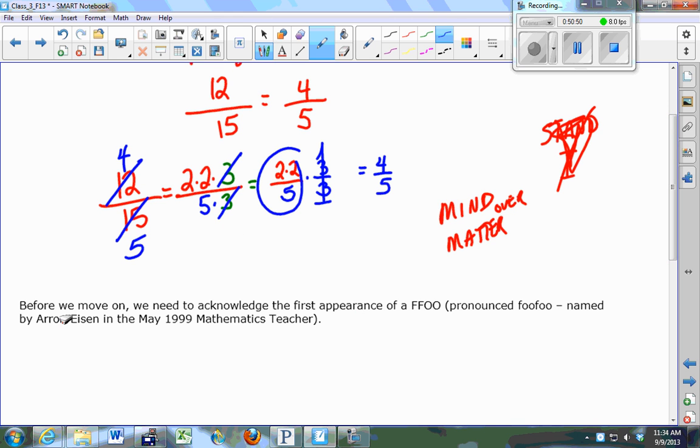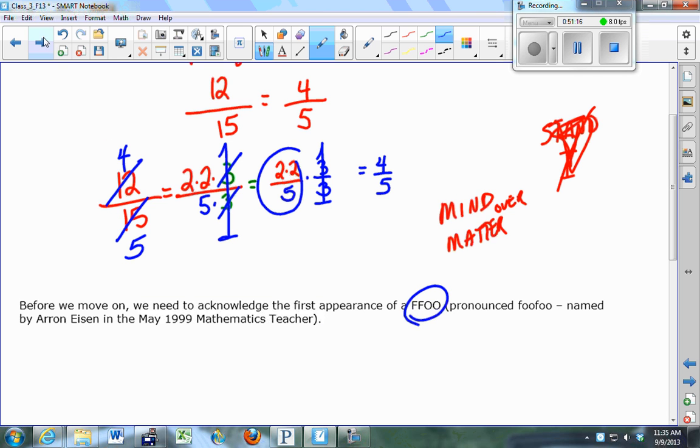And this guy named Aaron Einstein came up with the term foo-foo, which means fancy form of 1. So he called this a foo-foo. So you find the foo-foos between the numerator and the denominator, and those become your 1s. Okay, so the key here, what did I do? Factored each numerator and denominator into prime factors, divided out by 1.